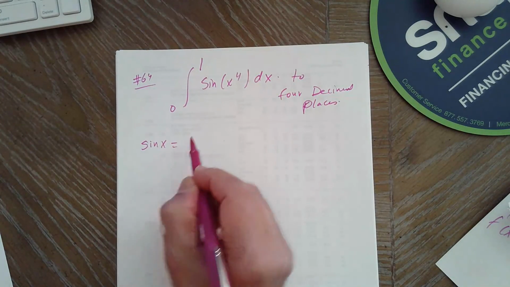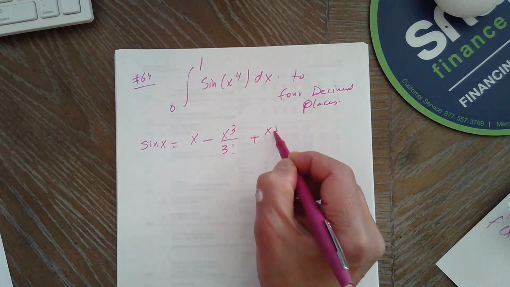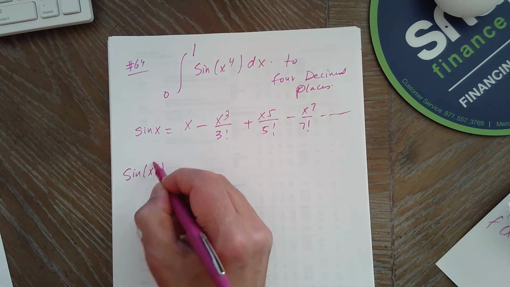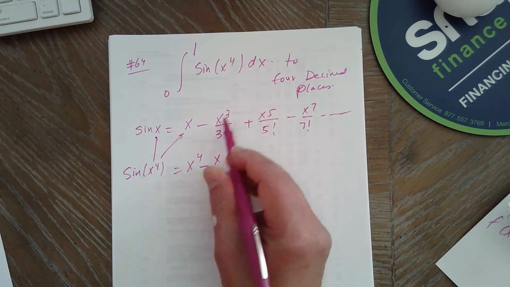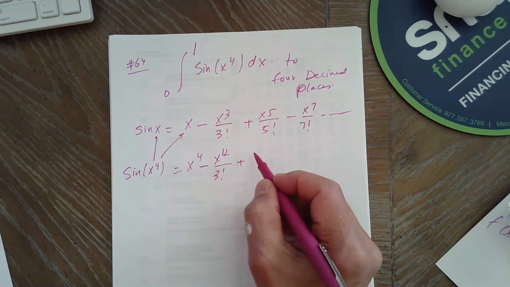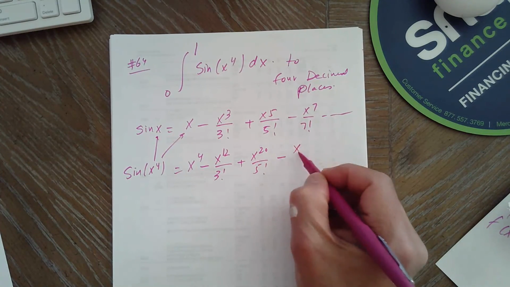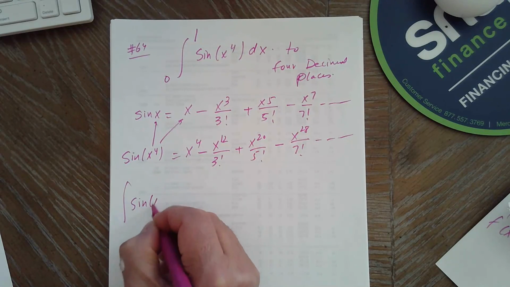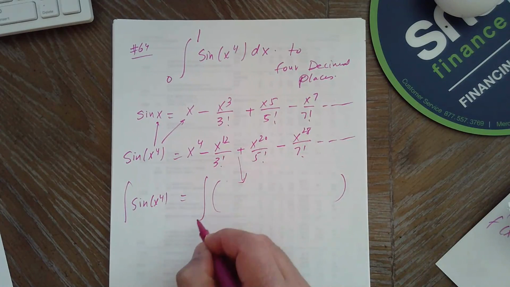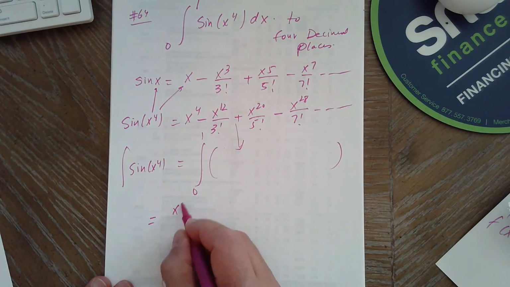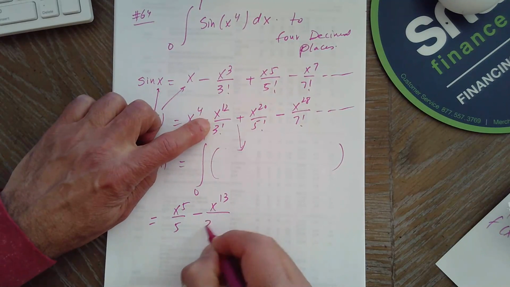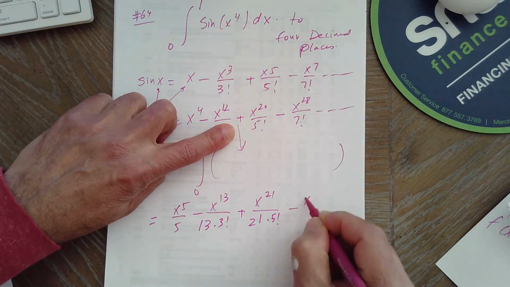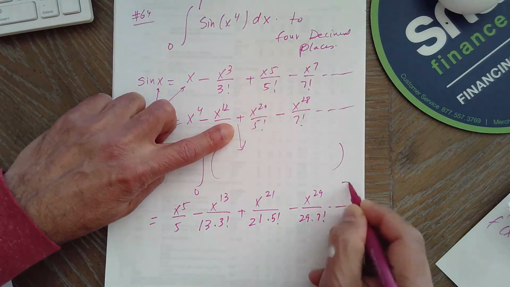So we know that sine x is x minus x cubed over 3 factorial, x5 over 5 factorial, x7 over 7 factorial. So sine of x to the 4, we plug x to the 4 for all the x's. So it's x to the 4 minus x to the 4 cubed plus x to the 4 to the 5th, which is x to the 20, x to the 4 to the 7, x to the 28 over 7 factorial. And if you want to integrate, it's all of these guys between 0 and 1, which would be x to the 5 over 5 minus x to the 13 over 13 times 3 factorial, x to the 21 over 21 times 5 factorial, x to the 29 over 29 times 7 factorial, between 0 and 1.